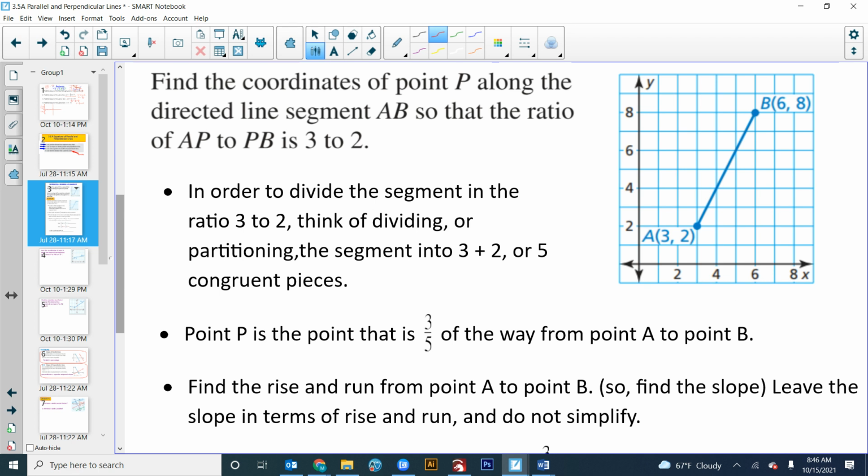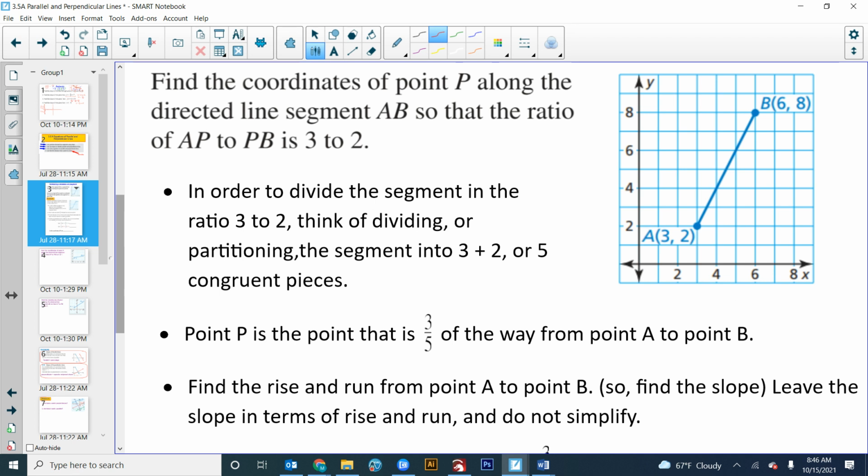Find the coordinates of point P along the directed line segment AB so that the ratio of AP to PB is 3:2. How many of you look at that and it's like, that is just a lot of words that I don't really understand yet, right? Let me break it down for you.